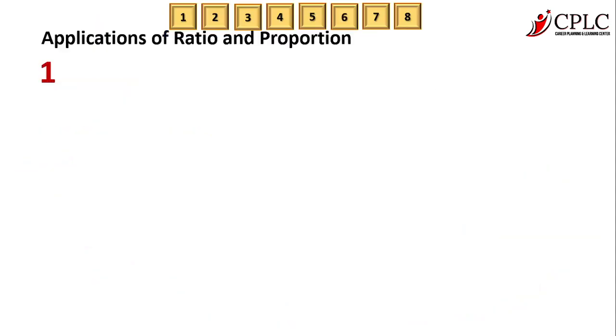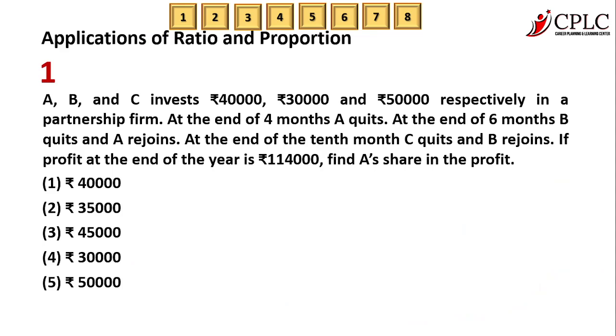and do the question. Starting with the first one, this is the first question which says: A, B, C invest 40,000, 30,000, 50,000 respectively in a partnership firm, and at the end of 4 months, A quits basically, and then at the end of 6 months, B quits and A rejoins. Then at the end of the 10th month, C quits and B rejoins.